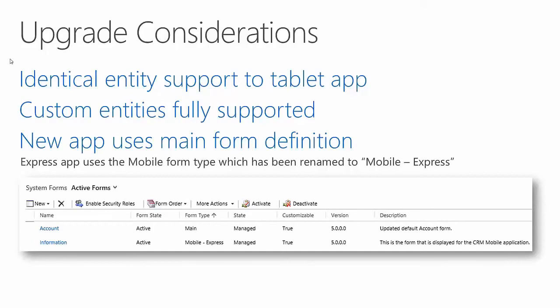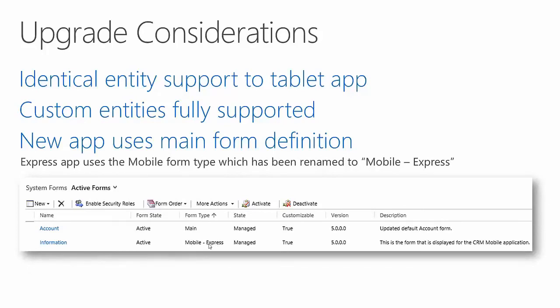Another thing to be aware of is that the prior phone app used something called the mobile form type. Here you can see in the customization area, when you're looking at the different forms for maybe the account entity, there was a form type column, and there was one that used to be called Mobile that's now renamed to Mobile Express. That was a form you would customize to control what would be viewed on the Mobile Express app or the previous CRM for Phones app. Now that's been relabeled to Mobile Express.